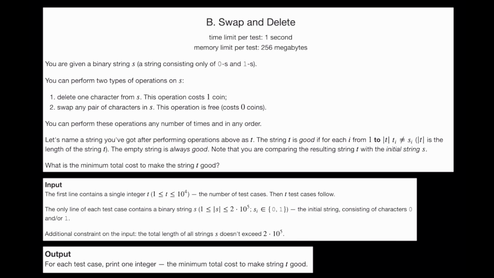So today we are going to discuss the first problem in the TLE Eliminator CP sheet, 1000 rated problems. The problem name is Swap and Delete. So let's get started.